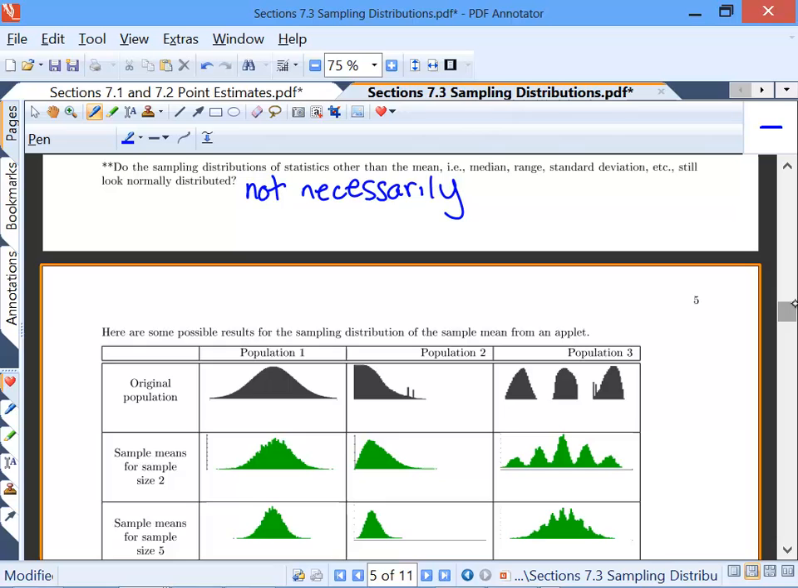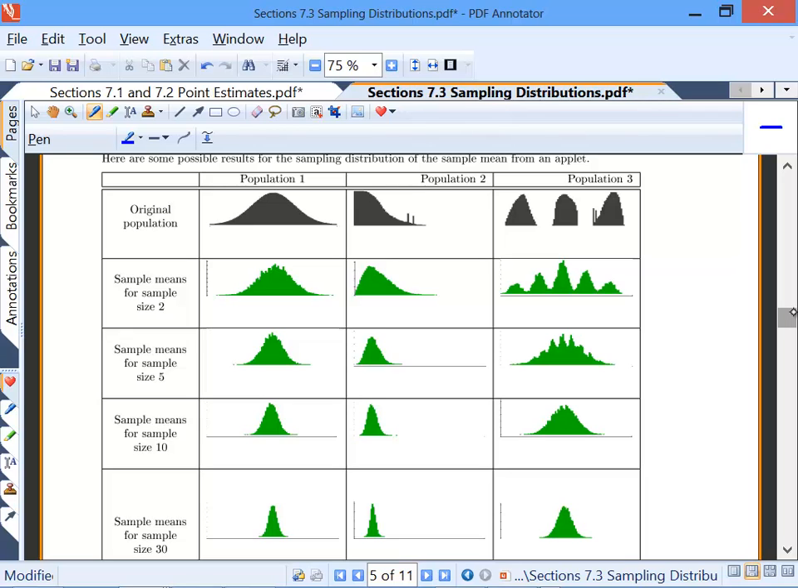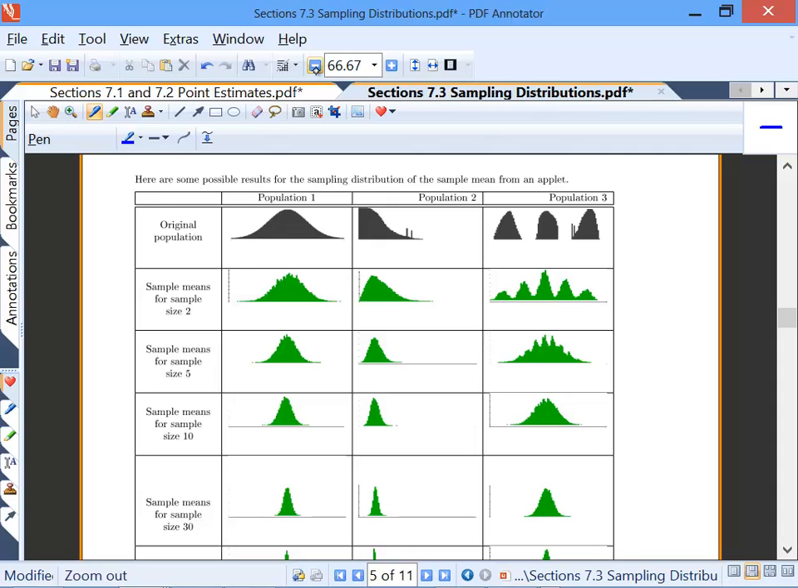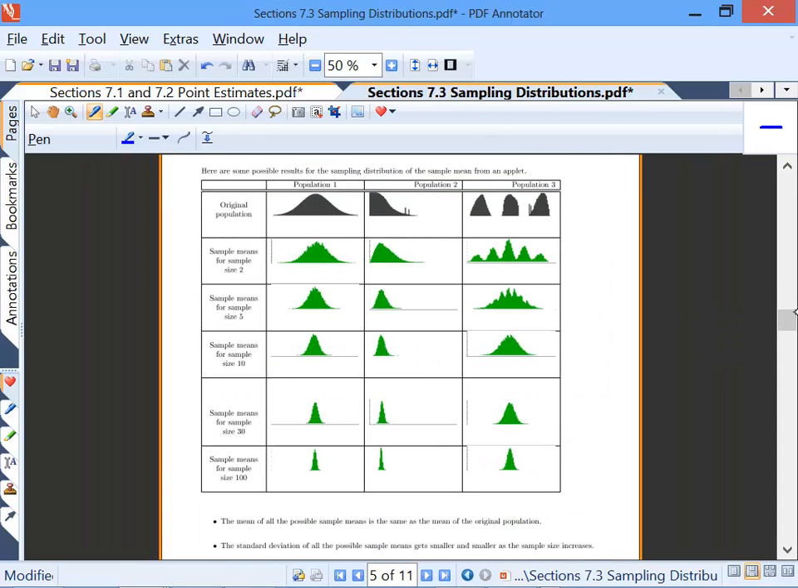And then just so you have it when you're studying, I took lots of snapshots, okay? So we have our original population and then different sample sizes. For population 1, notice I started off with a normal population, so sample size of 2 still looks normal, 5 normal, 10, 30, 100, they're all normal, but the standard deviation gets smaller and smaller.